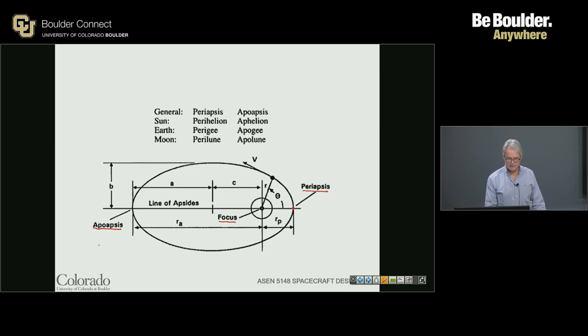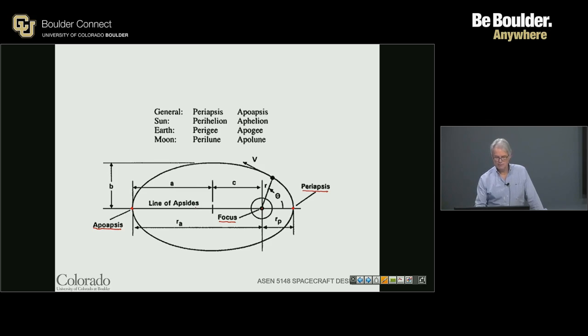The line connecting the point furthest away and the point closest to the focus is called the line of apsides, or the line of apsides, depending on which camp you're in. I'm in the apsides camp. I don't know why. I just like three syllables. Apsides just seems too short for me. So the line of apsides connects periapsis and apoapsis, and you'll notice it goes through the focus.